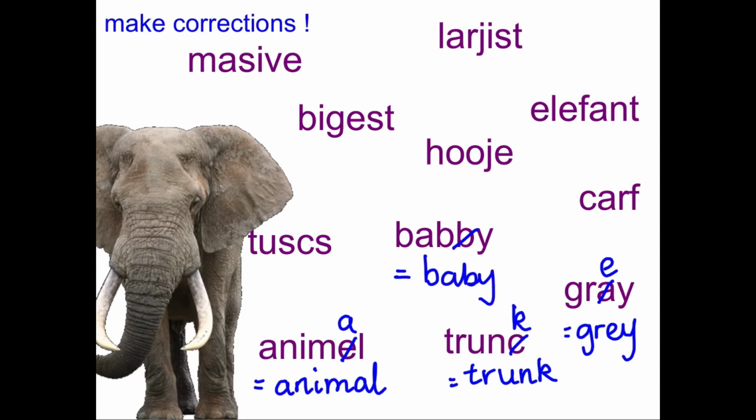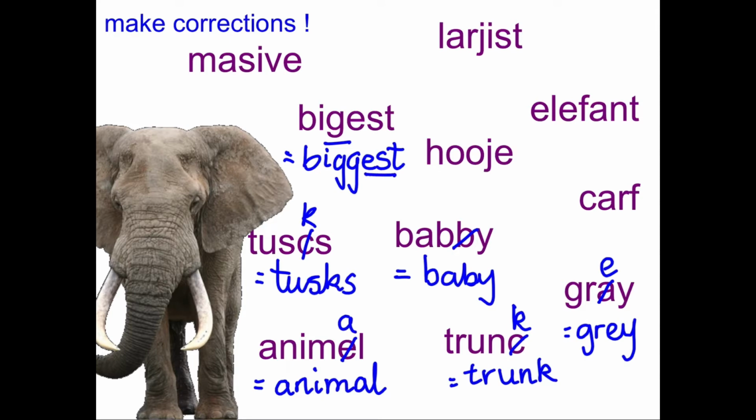Tusks is the same problem as trunk. It's a kicking K and not a curly K. So it's tusks, if there's more than one of them. And biggest, now that's not too tricky. It's just a double consonant because it's a short I sound. You need two G's and not one G. And the S gives you a clue to one of the other words.